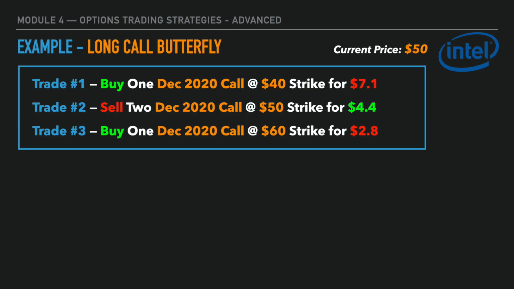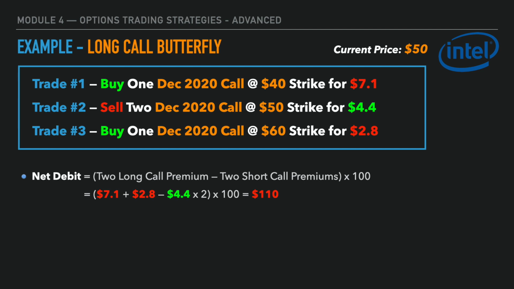Alright, after you complete this entire trade setup, you will have a net debit of $110. The premium from your long calls and short calls will offset each other and partly cancel each other out. That is how a butterfly trade can significantly reduce your cost. Lower cost means lower risk. Your total risk for this trade is capped at $110 only.